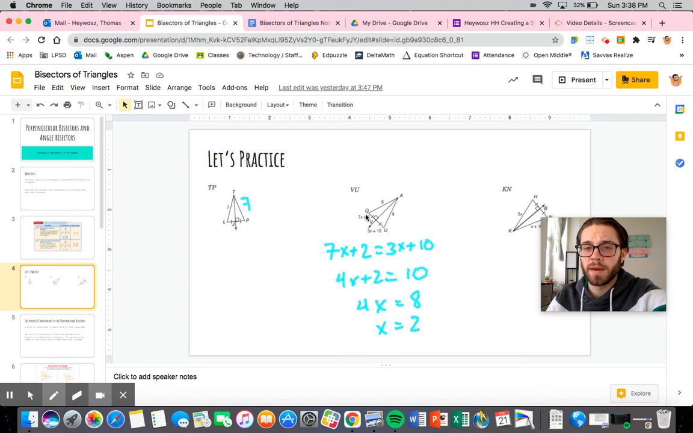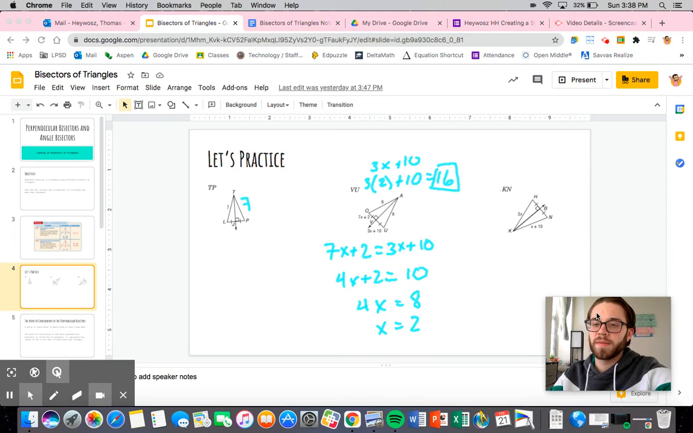It doesn't matter, by the way, if you did OV or UV, because they're the same, just to keep that in mind. So then we have 3x plus 10. We know x is 2, so it would be 3 times 2 plus 10, which is ultimately going to be 16. Okay.